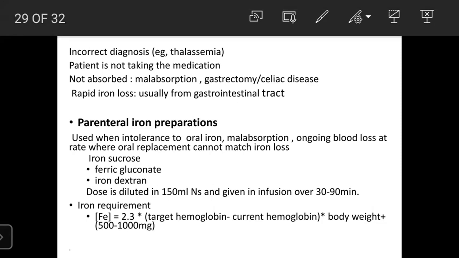oral iron or has malabsorption, then we can use parenteral iron preparations such as iron sucrose, ferric gluconate, iron dextran, which is diluted in 150 ml of NS and given as an infusion over 30 to 90 minutes. So iron requirement should be calculated: 2.3 times the target hemoglobin minus current hemoglobin, times the body weight, plus 500 to 1000 mg, which is the iron stores. So that is the total iron requirement.